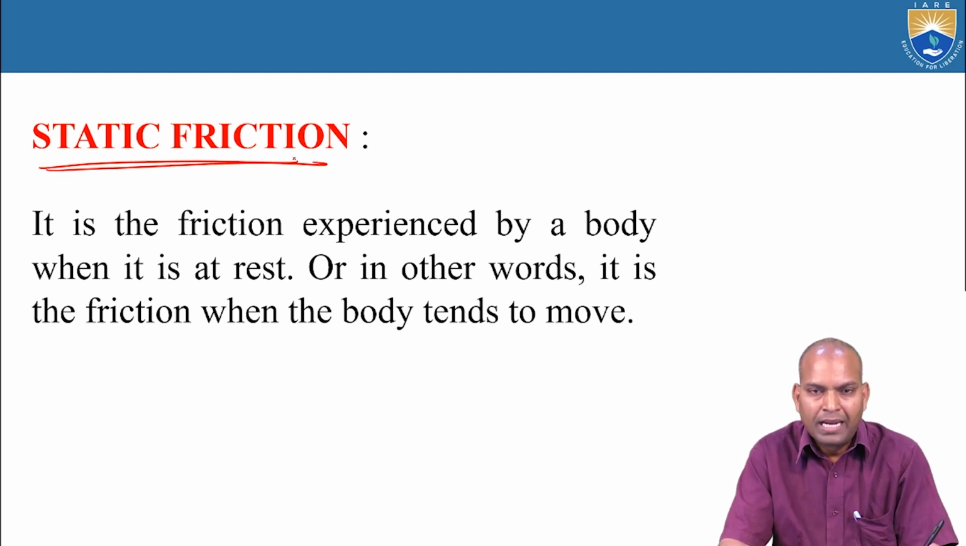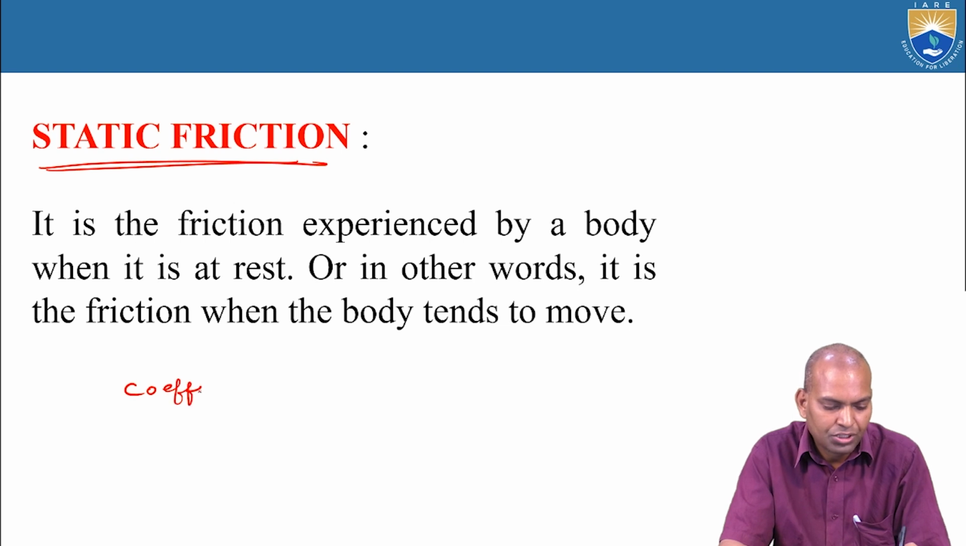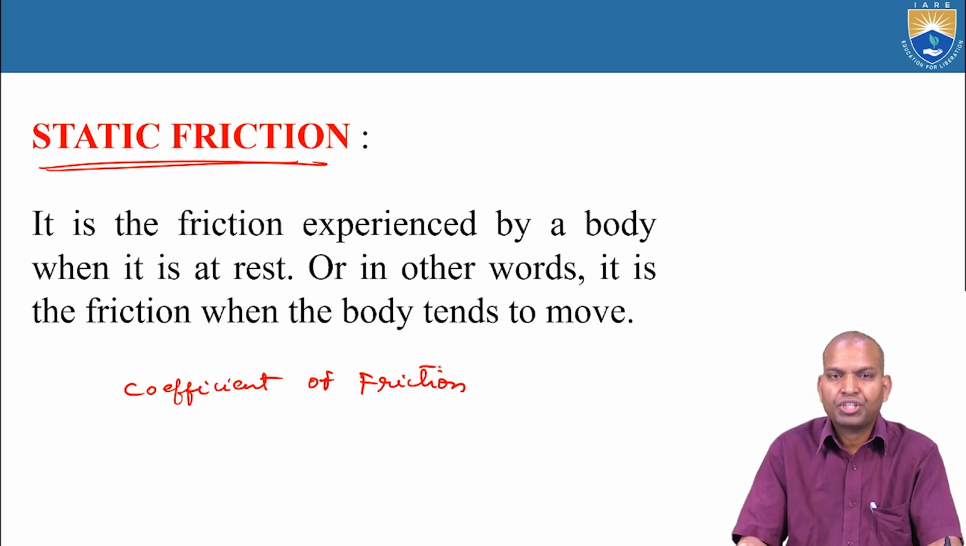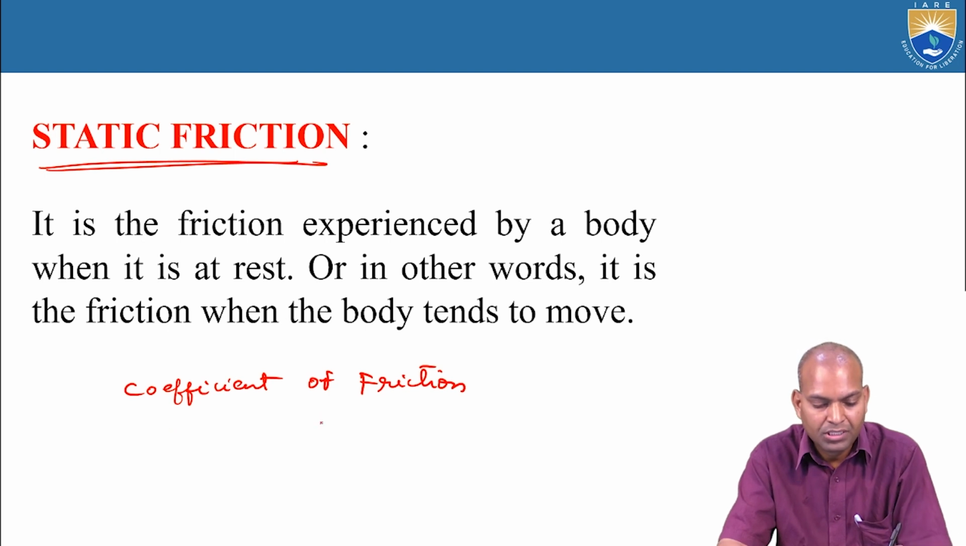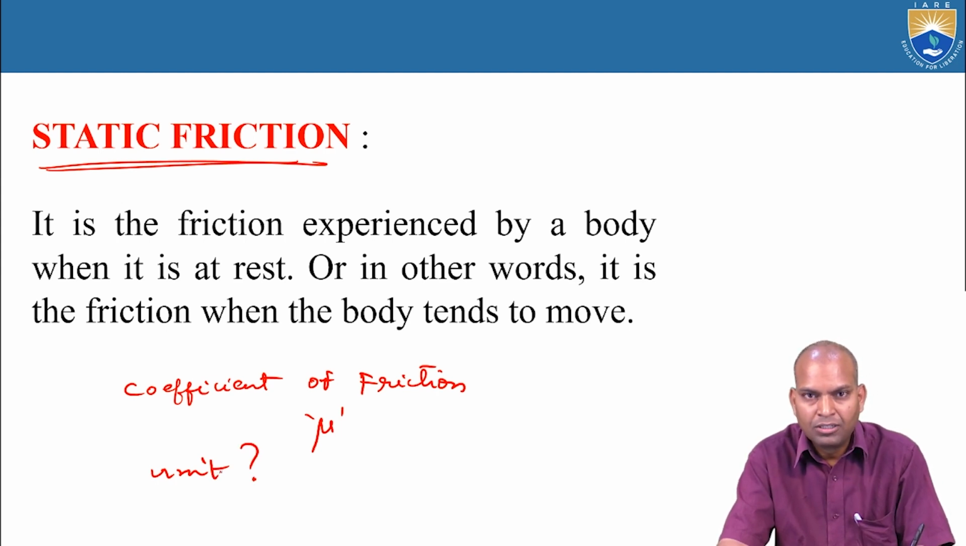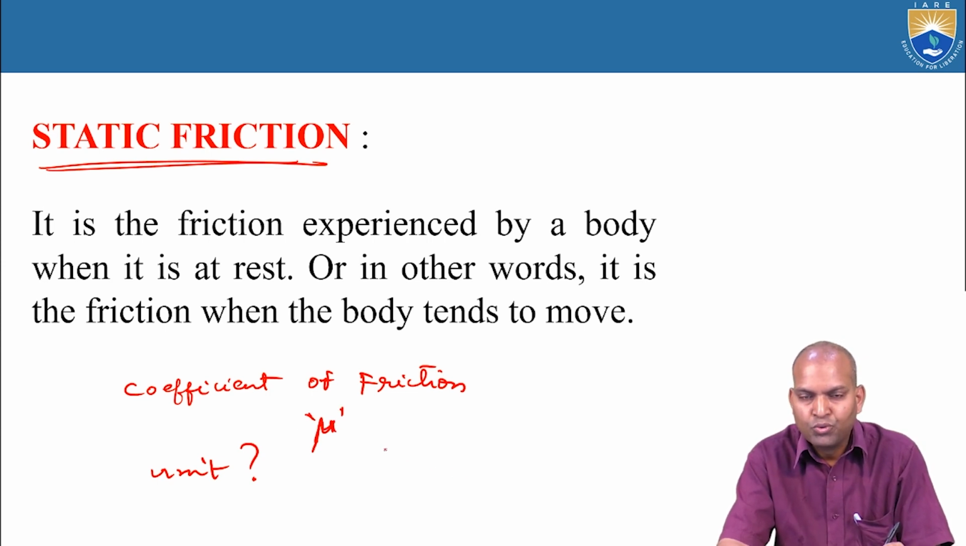Static friction can be measured by using a factor, and that factor is known as the coefficient of friction. The static coefficient of friction is denoted by mu. What is the unit for the coefficient of friction? It is a coefficient, so it doesn't have any units. It is a factor with a number. The coefficient of friction is denoted by mu, and it is unitless.